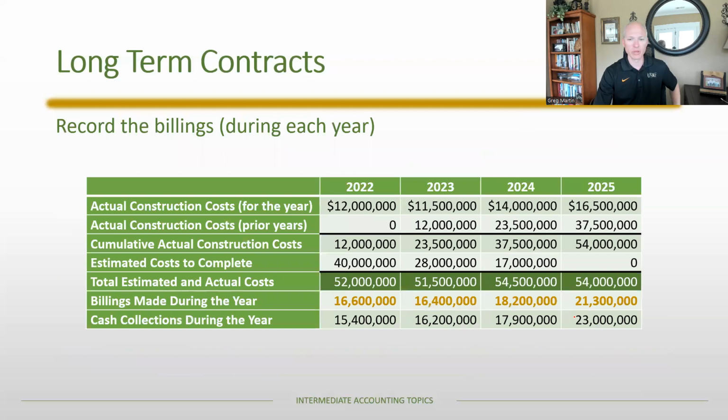And so in this case, our billings throughout the year, you can see it there in gold for every year, 16.6 in 2022, and then 16.4, 18.2, and then 21.3. And again, these billings, probably not thousands of different transactions. They might bill them at different times. Maybe it's monthly, maybe it's when there's a milestone. However they're going to do it, it's going to be a little bit less frequent though.